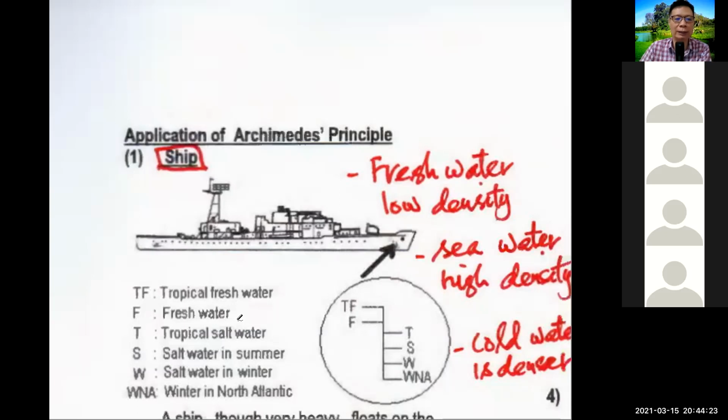Tropical salt water. And then you have salt water in summer, following the season. Then salt water in the winter is different, okay? And of course, the last one is winter in the North Atlantic. So now look at the level here. This line shows the level where the ship will sink.